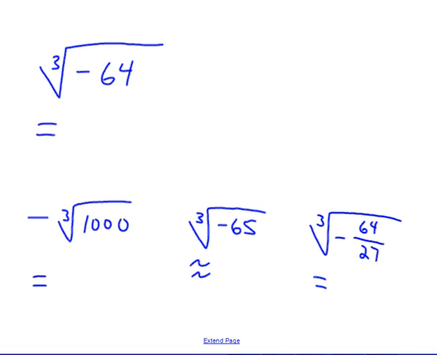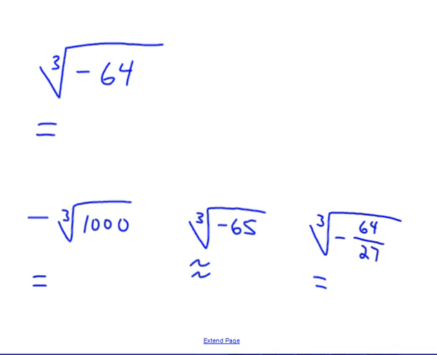Next we're going to do the cube root of negative 64. Your first initial reaction may be that this is imaginary. However, remember, when you multiply 3 negative numbers, you actually get a negative. So this is okay. This is rational, and not only is it rational, it's real. So what multiplies by itself 3 times to get negative 64?